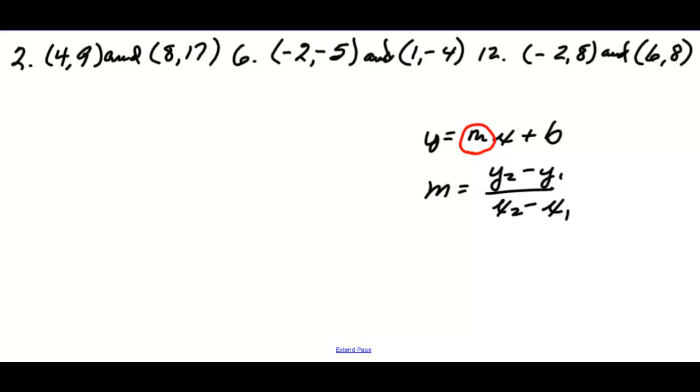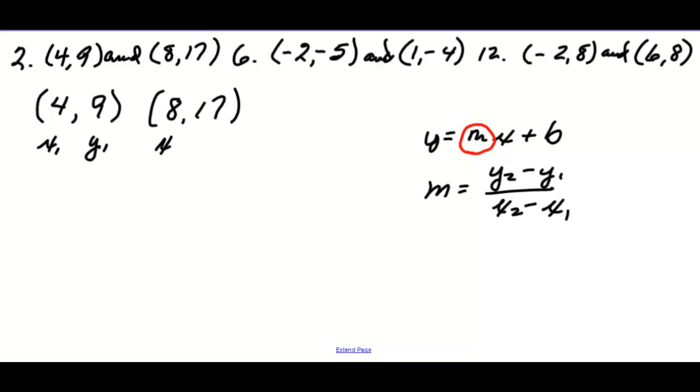We have the points 4, 9 and 8, 17. What I sometimes like to do to make sure I've got this correct is I'll write my points 4, 9, and underneath it, and this is point 1, so I'll call this x1, and I'll call this y1. And then for my other point, 8, 17, I will call this x2, and this is y2.